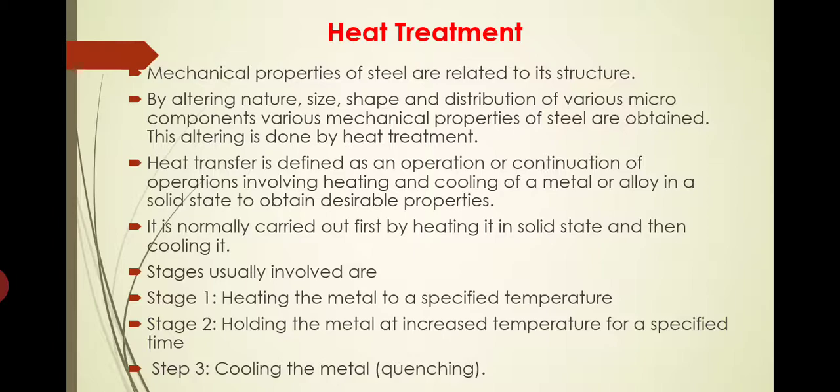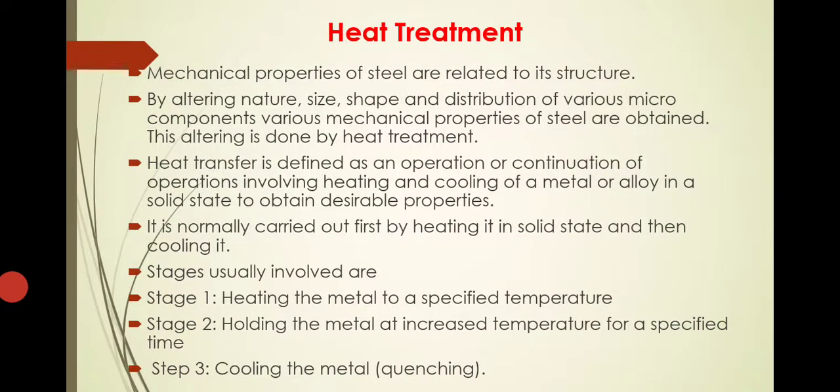The stages usually involved in this process are: Stage 1, heating the metal to a specified temperature. Initially we will heat the steel to a specified temperature, usually to the upper critical temperature, and usually the most stable component in that state will be the austenite, which you have studied during the phase diagram. Stage 2, holding the metal at the increased temperature for a specified time. Once the required temperature is reached, we hold the metal at that temperature for a specified time. Stage 3, finally we go for the cooling process, which is simply known as quenching.